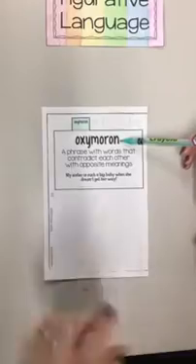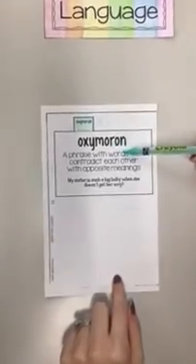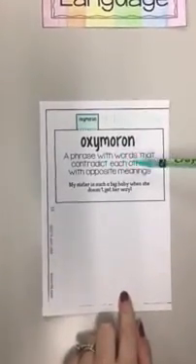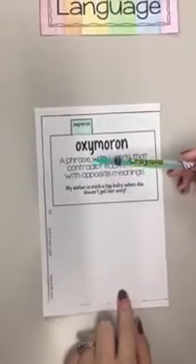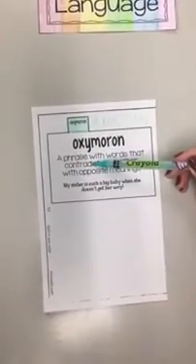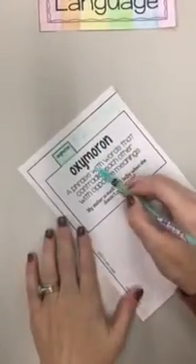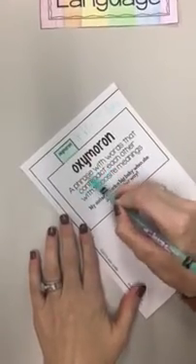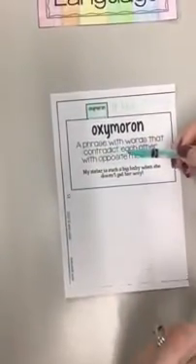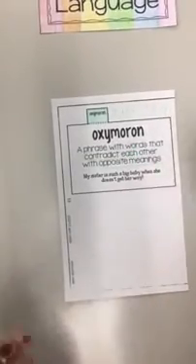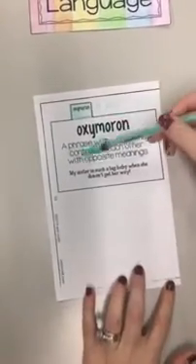So an oxymoron is a phrase with words that contradict each other with opposite meanings. To contradict means to go against. So we're going to circle the word contradict and opposite meanings. So we have two words that when you put them together, they kind of mean the opposite thing, but together it works. So here's our example.